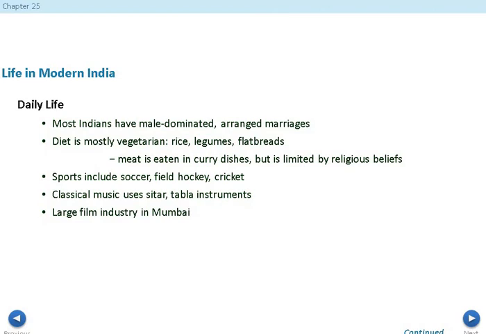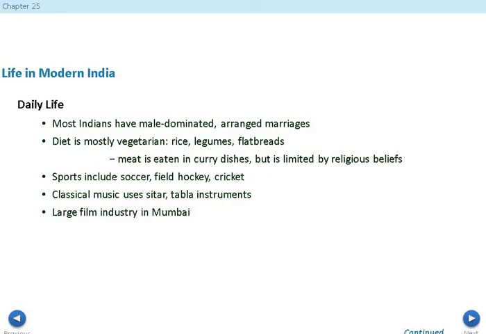Now, what's the daily life like in India? Most Indians have a male-dominated culture. They also have arranged marriages. The diet is going to be very much of rice. What you're going to see is that they believe that cows are sacred, so you're not going to see hamburger or anything like that. Meat is going to be in the curry dishes, but again, it's going to be limited by your religious beliefs.